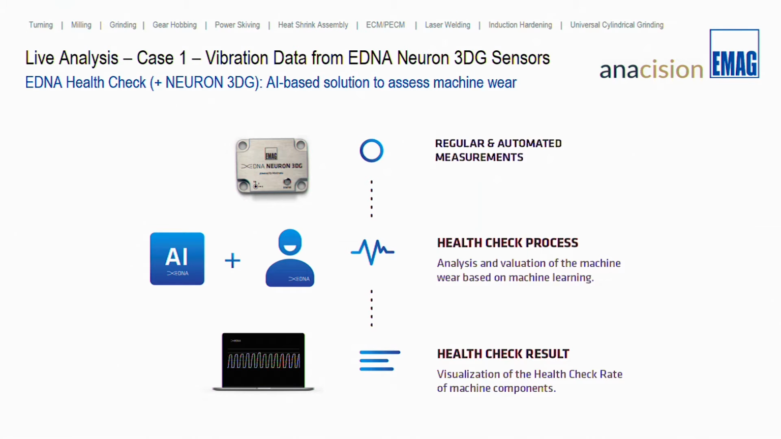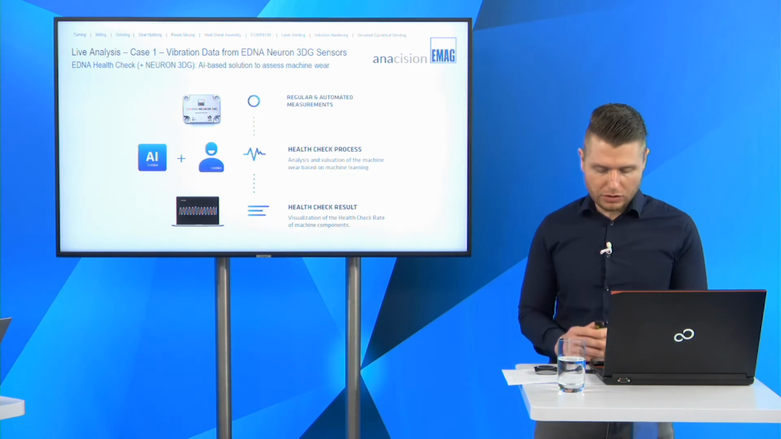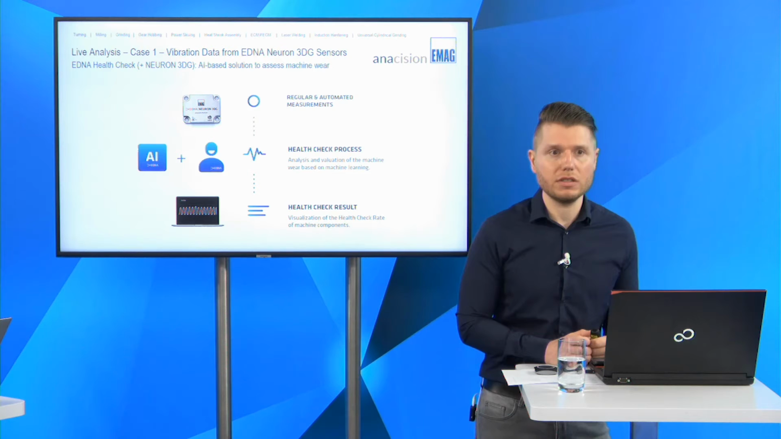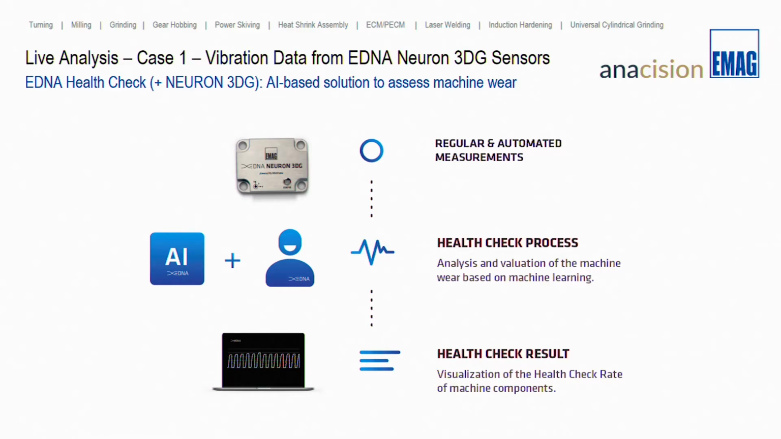Before we start, some background information on how we use this acceleration data in our solution Aetna Health Check. Here we record acceleration data regularly and automatically, for example, once a day during lunch break. Then we have the health check process, where an algorithm assesses the machine condition, or health condition as we call it, in terms of machine wear. And finally, we can visualize the machine health in a line chart to detect possible trends over time.